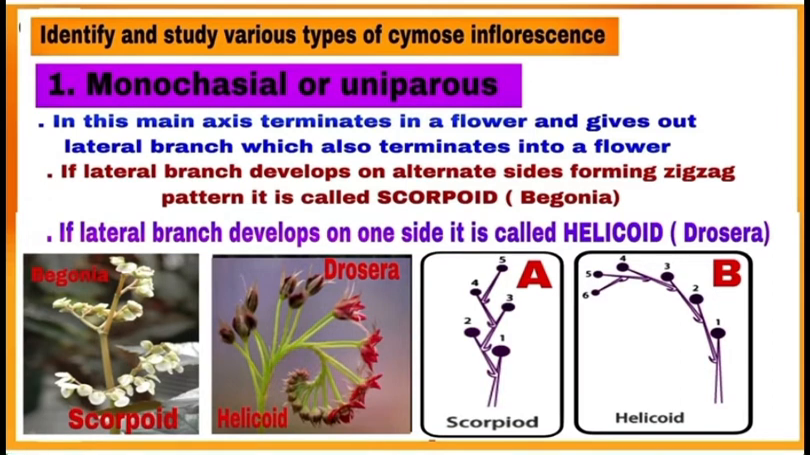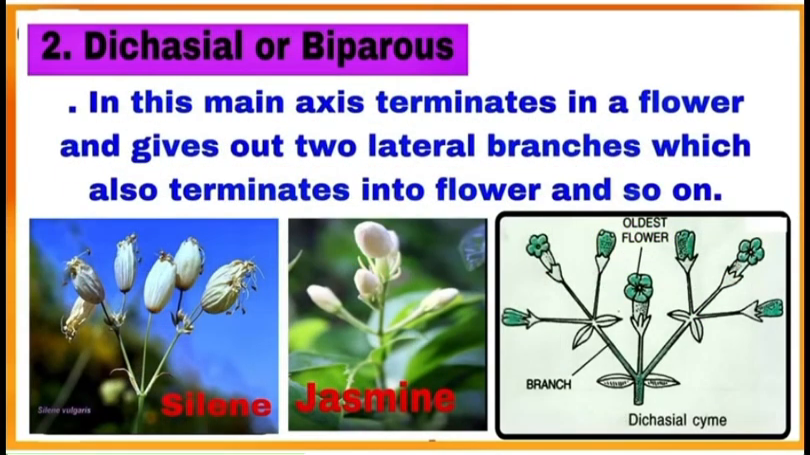Now see the diagram B. अगर ये lateral branches एक ही तरफ develop होती हैं, या तो only right side में या फिर only left side में, given diagram में lateral branches left side पर develop हो रही हैं, this type of pattern is called helicoid pattern, as in case of Drosera. Next, dichasial or biparous. In this, main axis terminates in a flower and it gives out two lateral branches. These two lateral branches again terminate into flowers and so on. Examples of plants having dichasial or biparous type of inflorescence are Silene and jasmine.